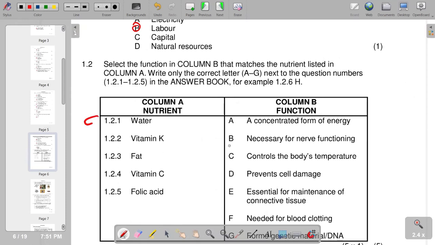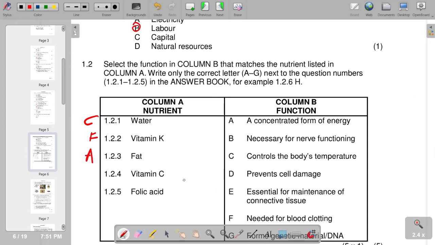Then vitamin K, needed for blood clotting. So we have F. Number 3, fat. It's a concentrated form of energy.